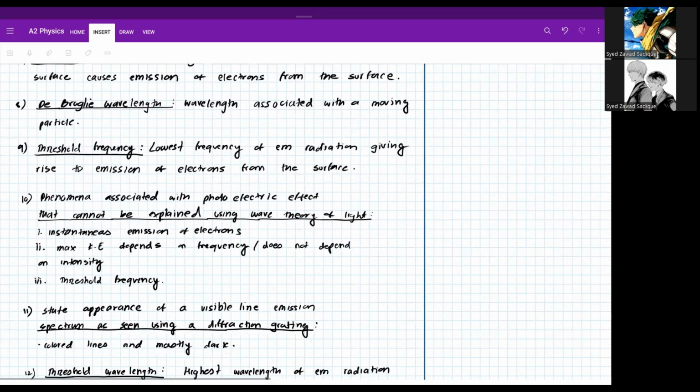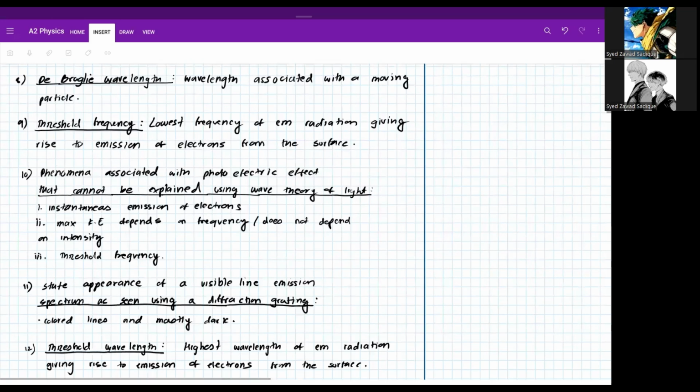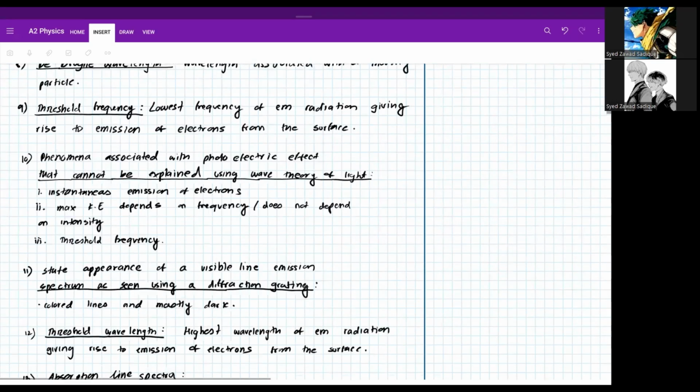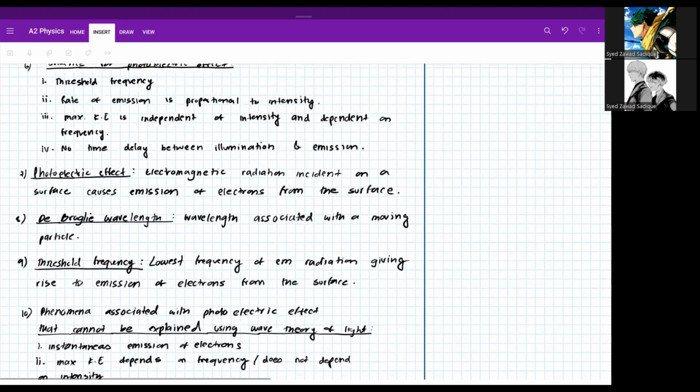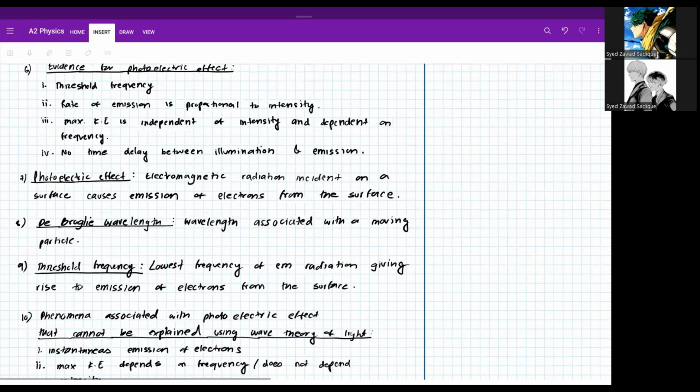Number 10 is a question asking for phenomena associated with the photoelectric effect that cannot be explained using the wave theory of light. Basically, this question tells you to write some points which you can explain with the photoelectric effect, but you cannot explain with the wave theory of light. That is, instantaneous emission of electrons; maximum kinetic energy depends on frequency, does not depend on intensity; and threshold frequency. You will see that question number 10 is very similar to question number 6, but the phrasing is different. Therefore, I've written it in case just not to miss it.